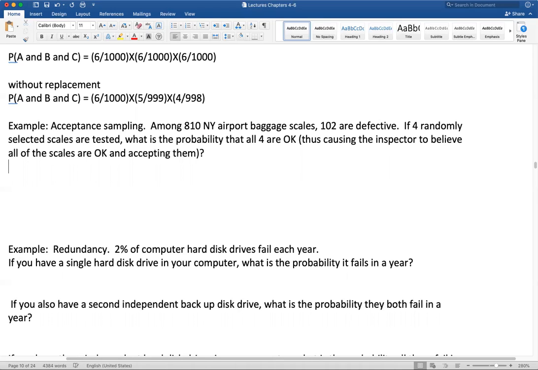So we want to find the probability of A and B and C and D. Here events A, B, C, D mean that the baggage scales are okay, not defective. So now you see, is replacement allowed or not allowed? In common sense, replacement should not be allowed, right? So now all the events must not be independent.